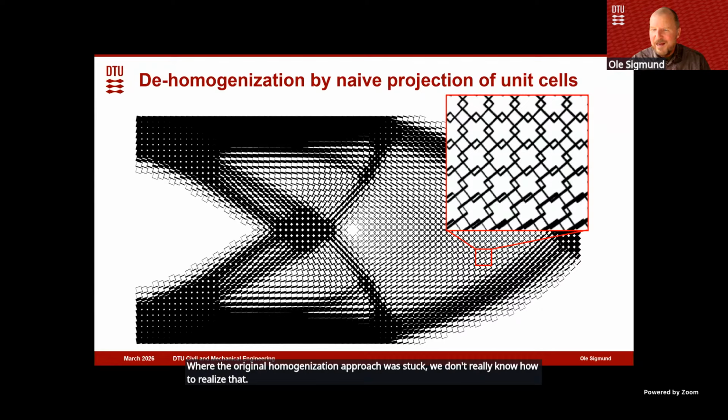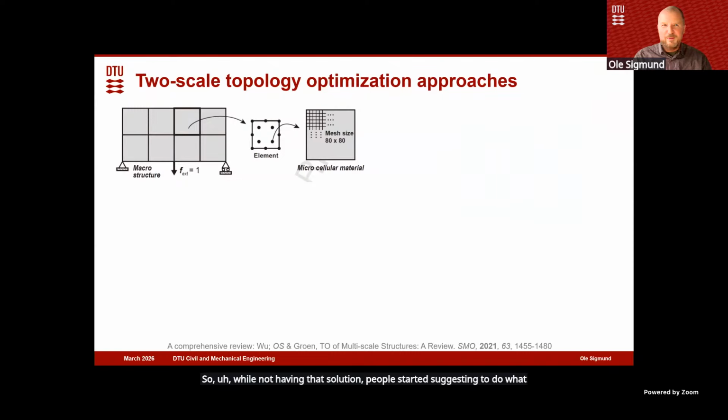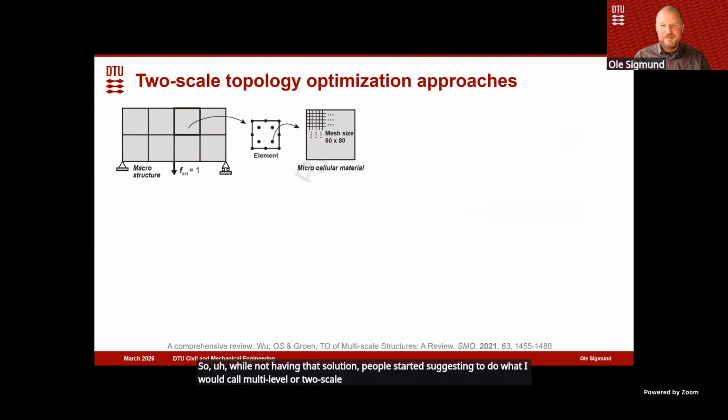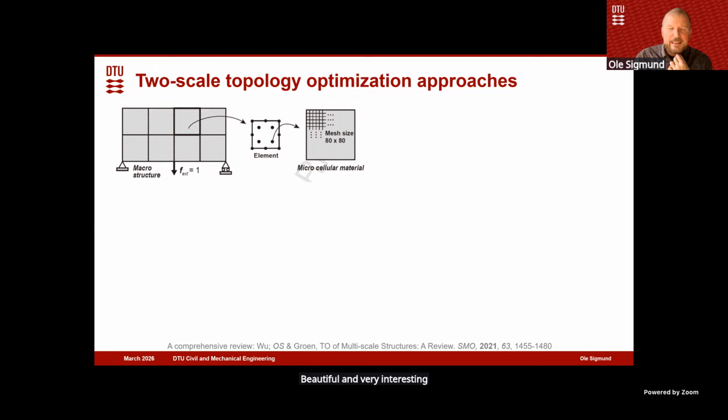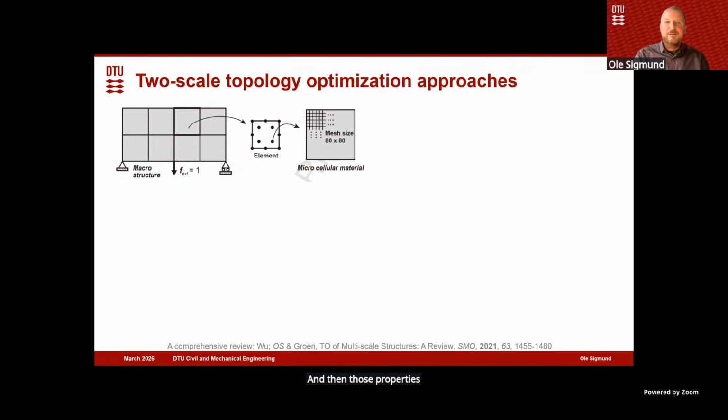So while not having that solution, people started suggesting to do what I would call multi-level or two-scale density approaches. And so there are many works on that. I'm not mentioning names here, because no names mentioned, no names forgotten, but there are so many beautiful and very interesting works on this. And the idea is that you are looking at both the macro scale and then the micro scale. At the micro scale, you homogenize the properties, so you have a periodic microstructure, and you do a density-based topology optimization inside each cell, and then those properties map back into the macrostructure.